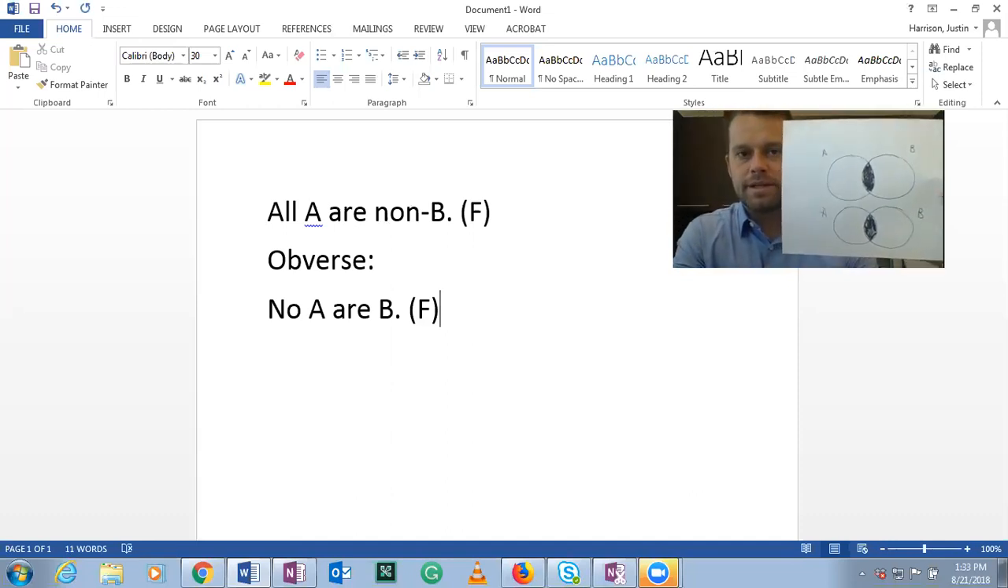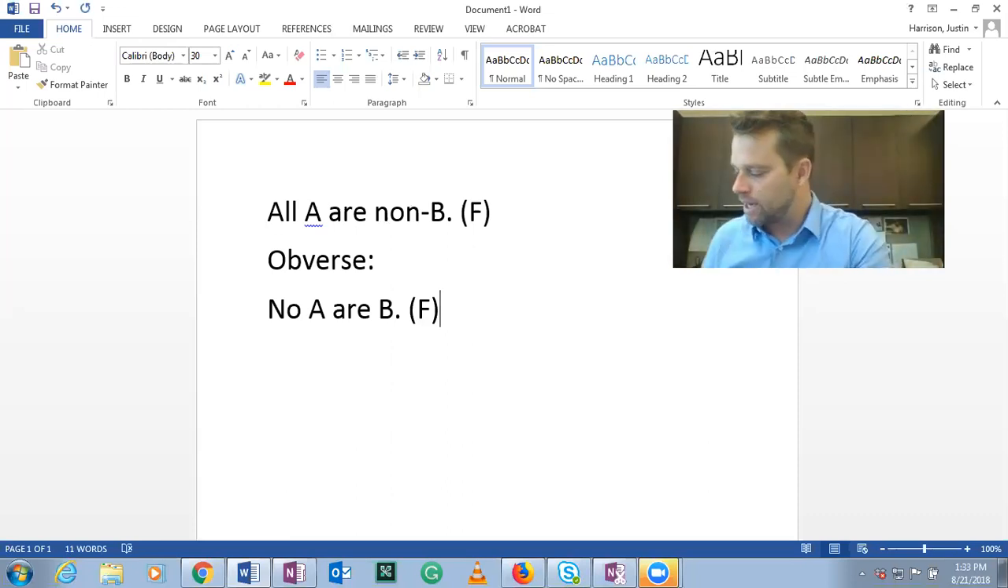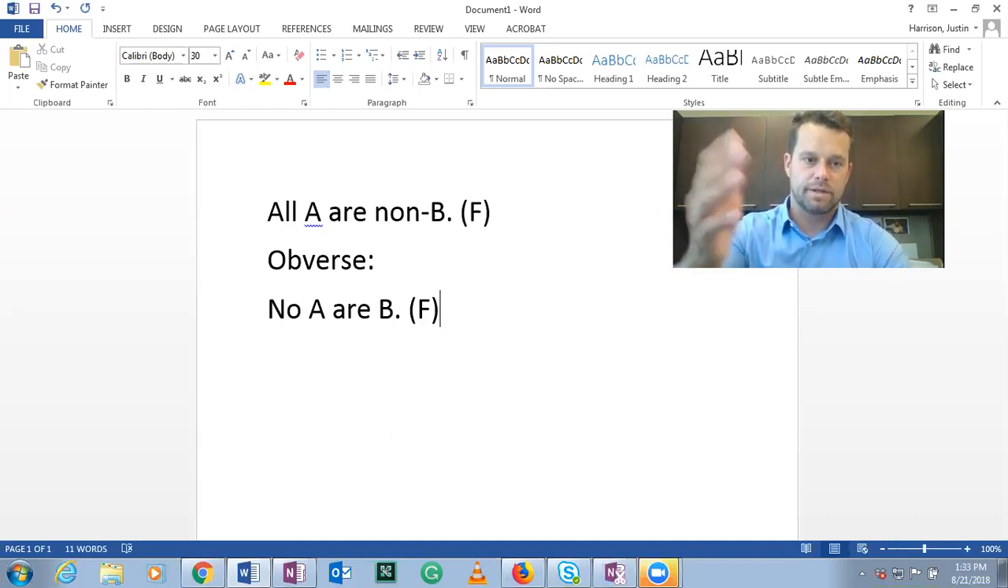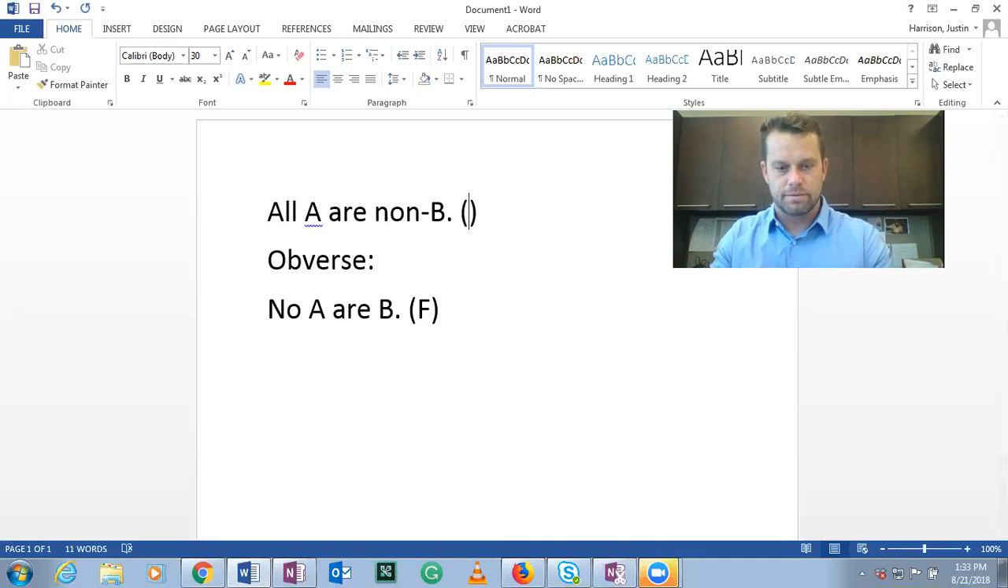Notice the diagrams are exactly the same. And so when you have the same two-circle Venn diagrams for different statements, you know that they're logically equivalent. Thus, if the first one is false, the second one of necessity must be false. Now, if the first were true, then the second would be true. We don't know the truth value of these statements because we don't know what the classes are.